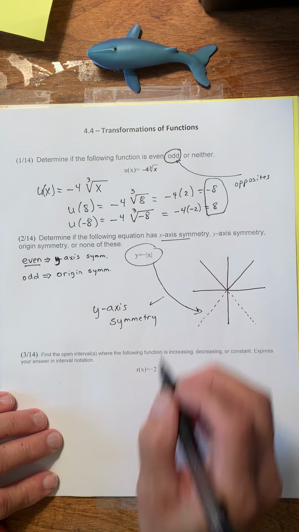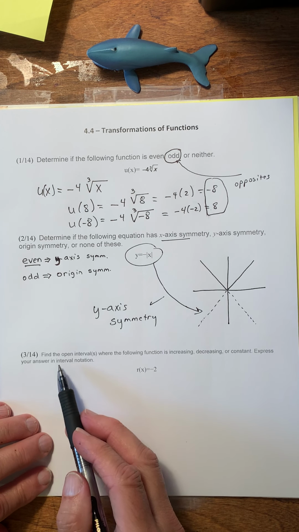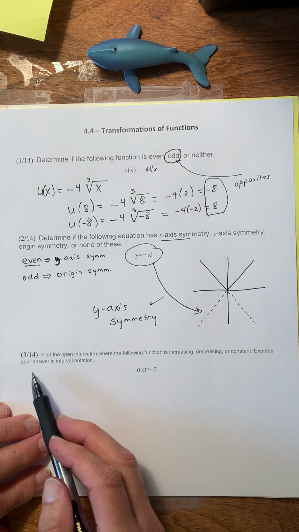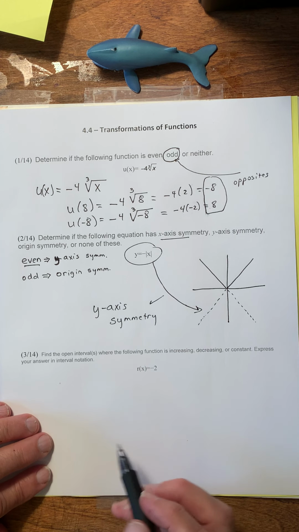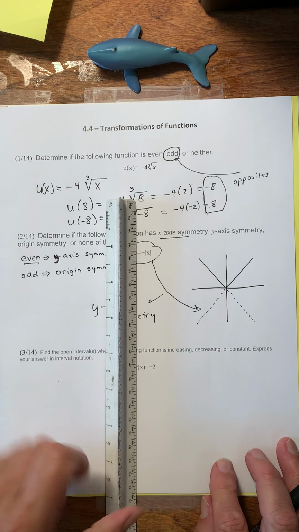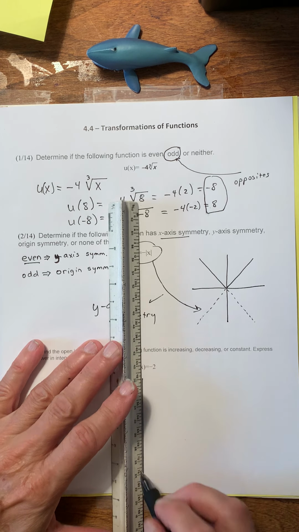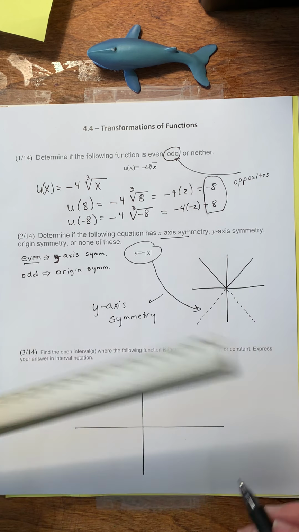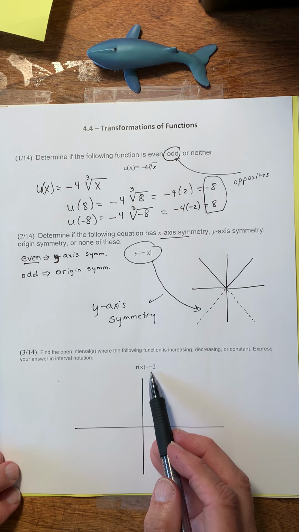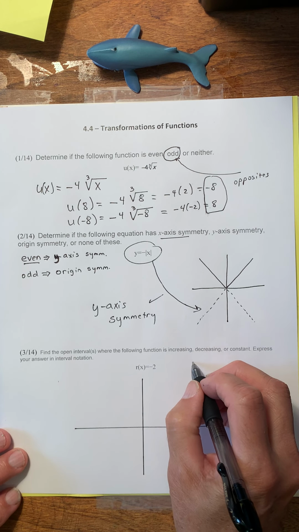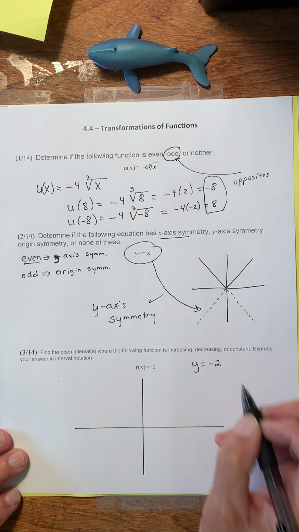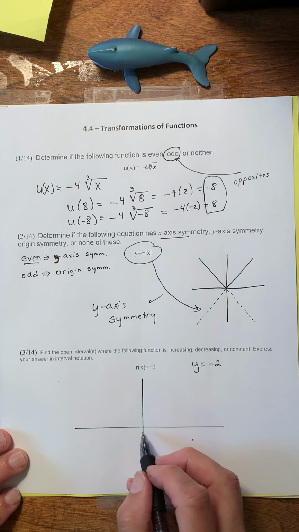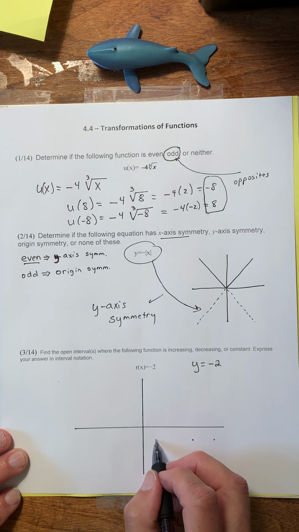It does. Y-axis symmetry. All right, find the open intervals where the following function is increasing, decreasing, or constant. Express your answer in interval notation. All right, one thing I couldn't do here when I was recreating these problems from Hawks for you is I couldn't copy the graphs. So I will just show you. This is r of x equal -2. Another way to say that is y equals -2, right? So whatever the x is, the y is going to be -2.